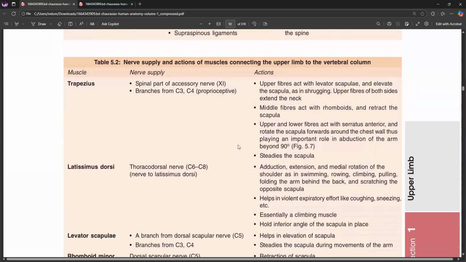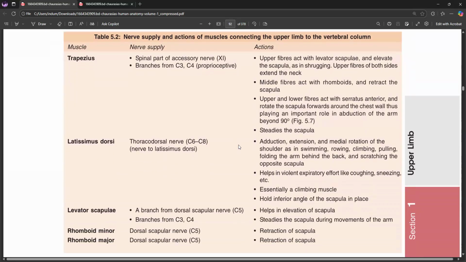Table 5.2. Nerve supply and actions of muscles connecting the upper limb to the vertebral column. Muscle. Trapezius. Nerve supply. Spinal part of accessory nerve, branches from C3, C4, proprioceptive. Actions. Upper fibers act with levator scapulae and elevate the scapula as in shrugging. Upper fibers of both sides extend the neck. Middle fibers act with rhomboids and retract the scapula.